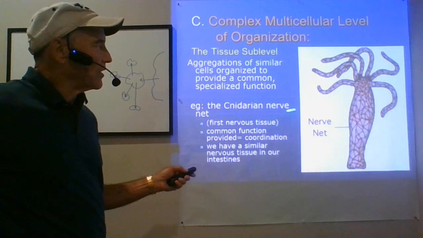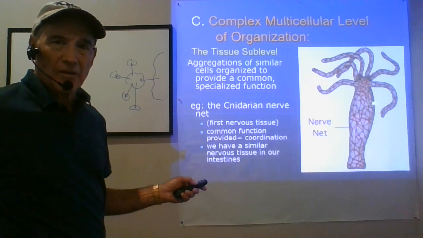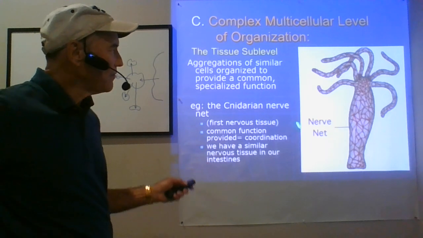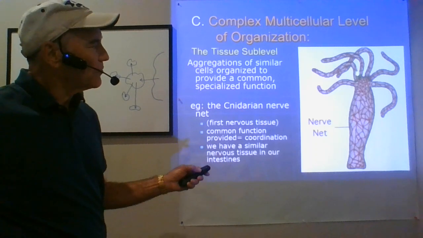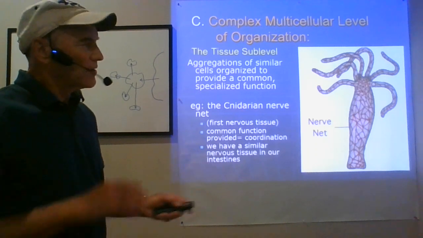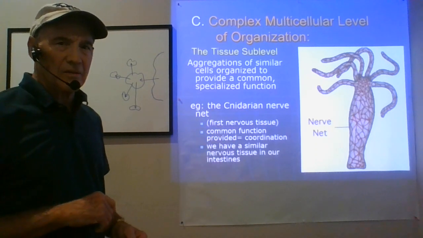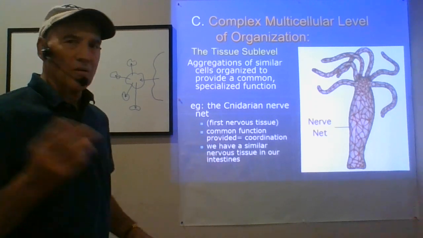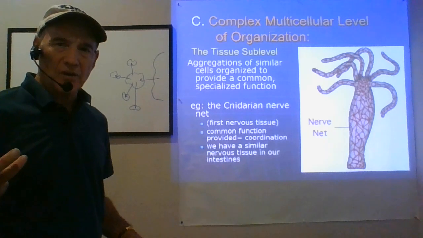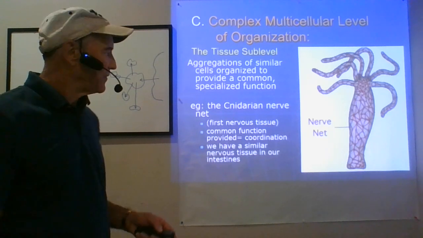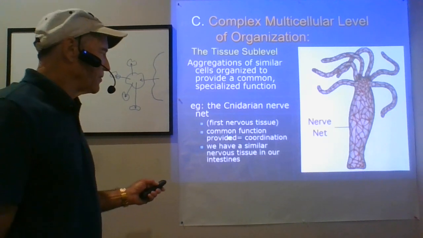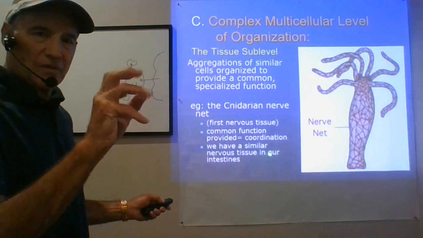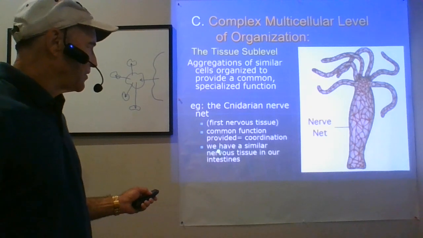The example here is the cnidarian. This is a hydra. It's in the same group as a jellyfish. They have a nerve net within them. It's neurons that are connected in a pattern like that. They're all similar, and they're all functioning together to do a nervous function. First, nervous tissue, common function, coordination of the organism. It's tentacles to feed and move.